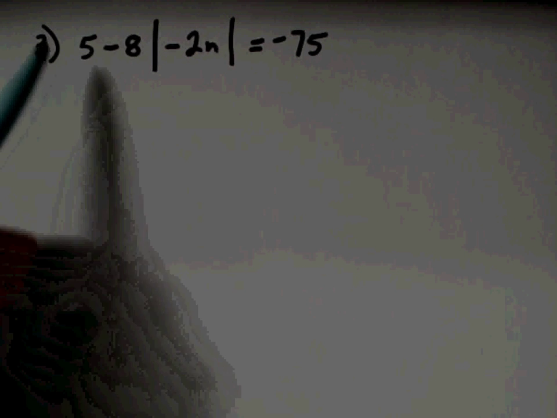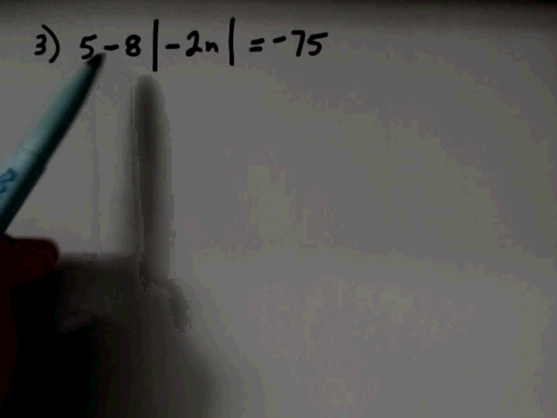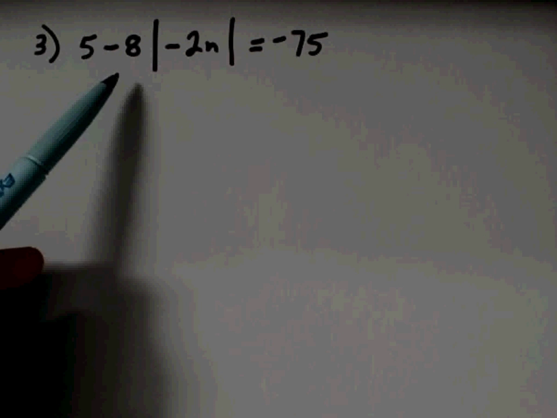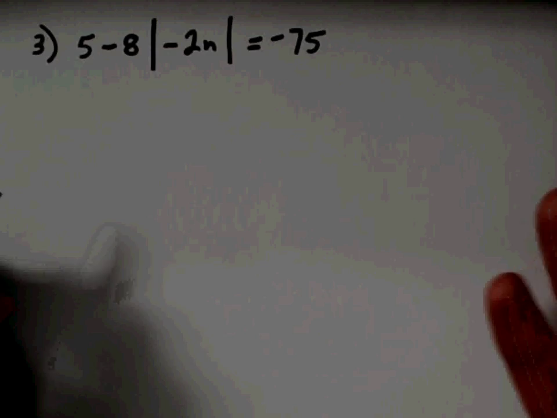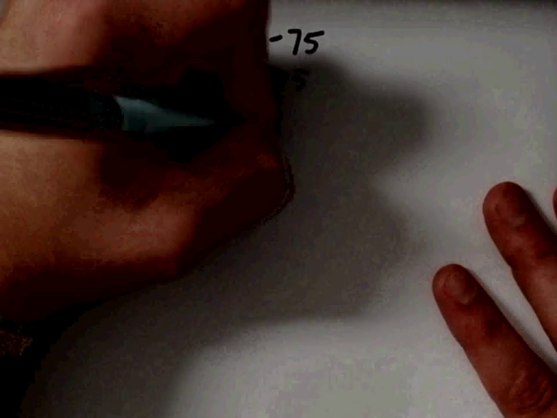Now the reason why some of us will still want to combine that and get -3 is because it looks like they're subtracted from each other. There's 2 separate operations going on here. There's subtraction and multiplication. And so if I work it from bottom to top, I know that to clear it, I have to subtract the 5 first, because adding and subtracting happens first. And that gives me -8, absolute value, -2n, equals -80.